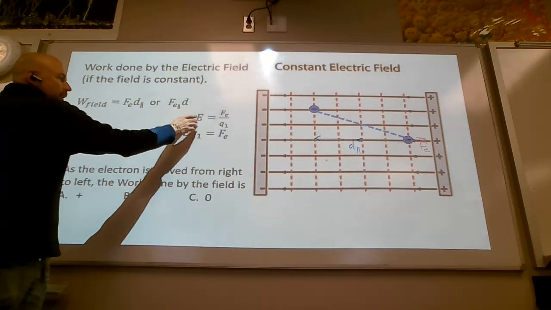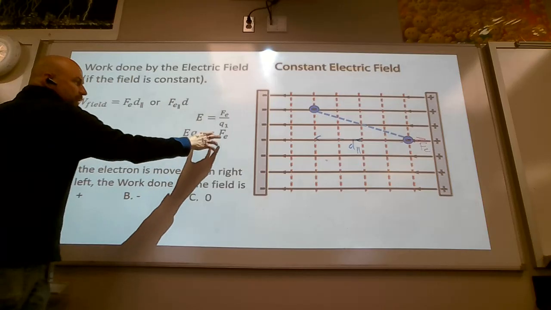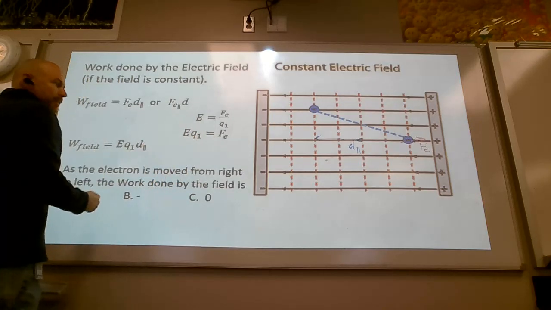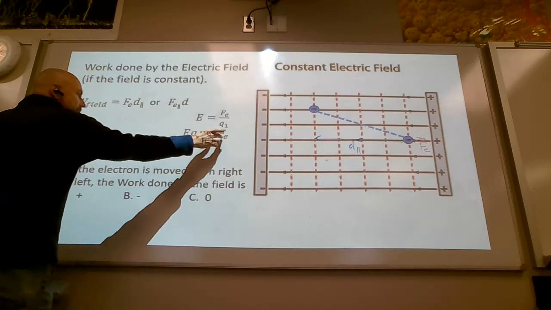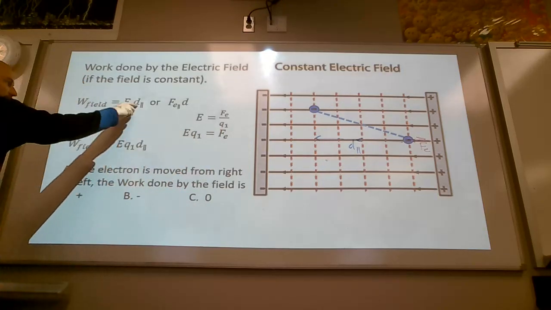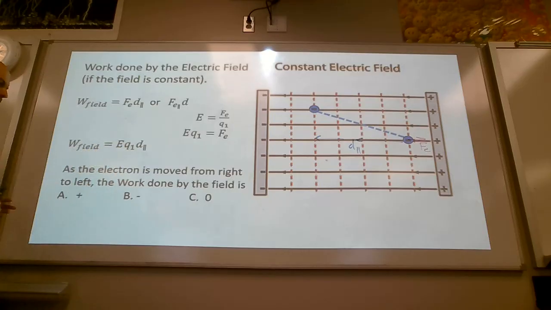Electric field is the promise of electric force. That force is realized or fulfilled when you take the electric field and multiply by the charge that's in there. So this is an expression for the force, and we can substitute it in here. So you have this expression.